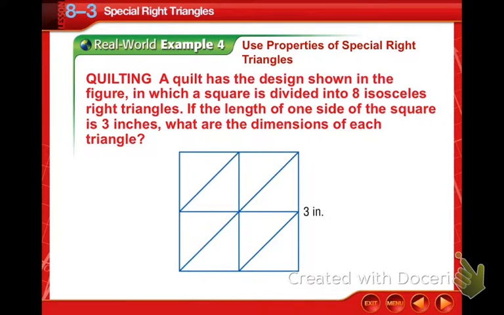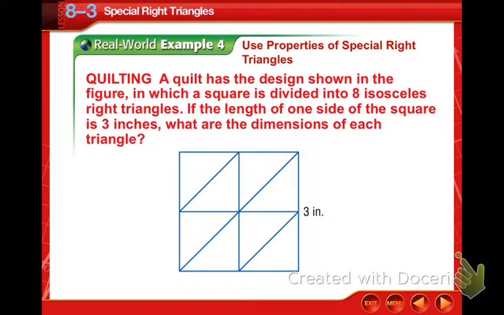Here's our last example before our exit ticket. We have a quilt here. The quilt has the design shown in the figure, in which a square is divided into 8 isosceles right triangles. If the length of one side of the square is 3 inches, what are the dimensions of each triangle?